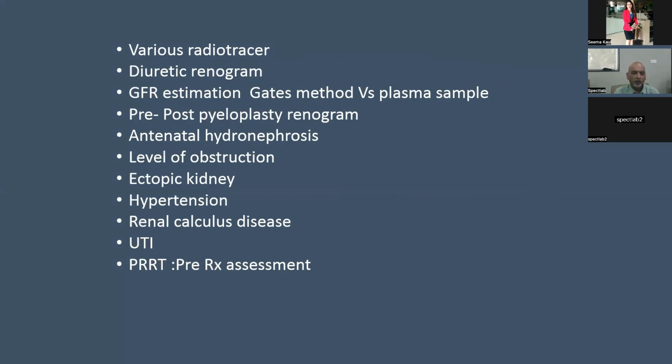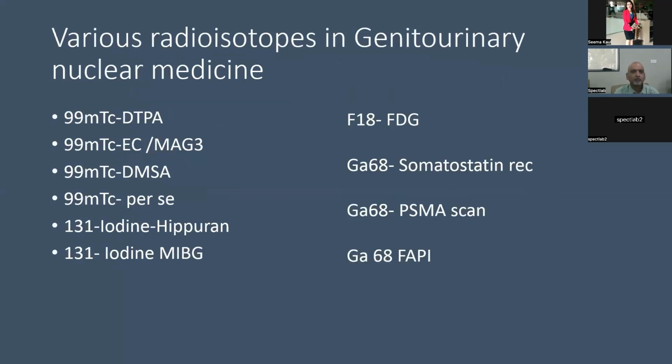So in this small presentation, I'm going to cover these topics, which will include the application in estimation of GFR, how it helps in renal infections, what the limitations, fallacies, and so on are.